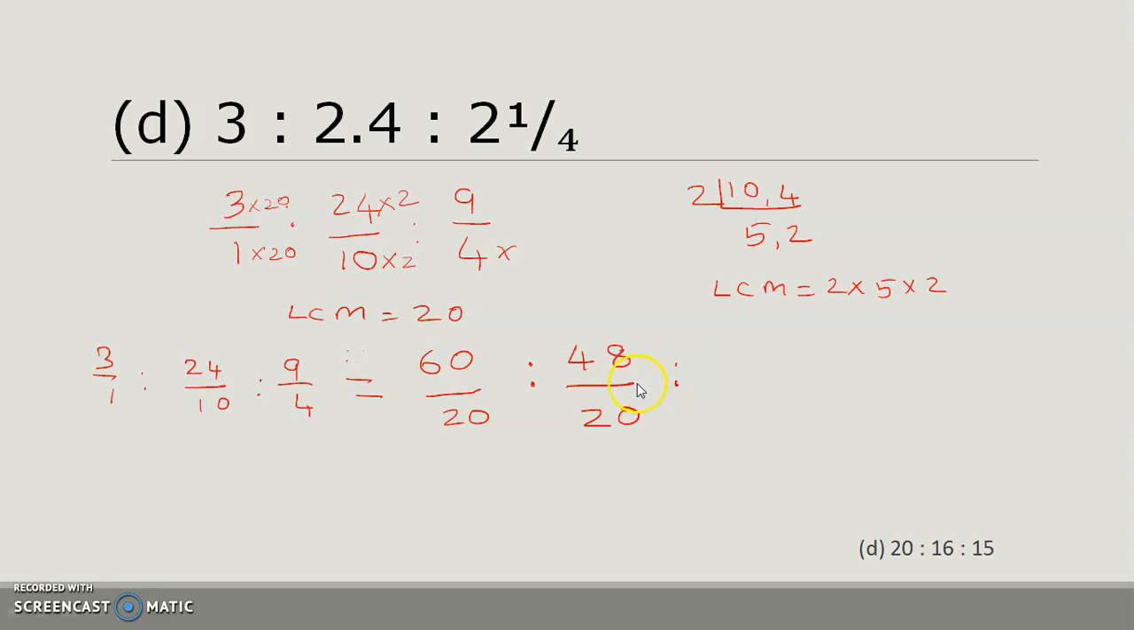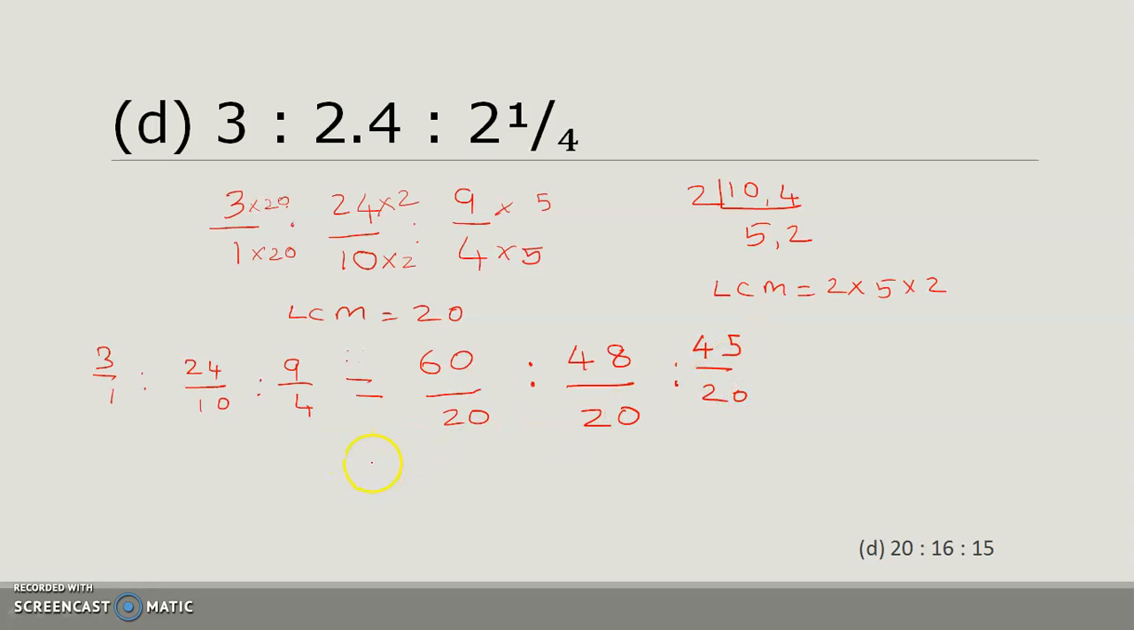Now let's continue with the same problem. We have found the LCM to be 20 and I am finding the equivalent fraction for each and every fraction here, and the last one is 9 by 4. What has to be multiplied by 4 to get 20? It is 5. So 9 5s are 45. So we will have 45 by 20.